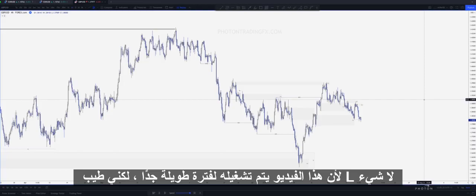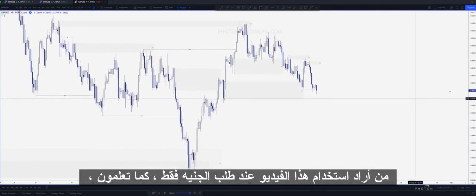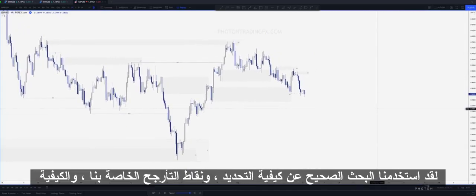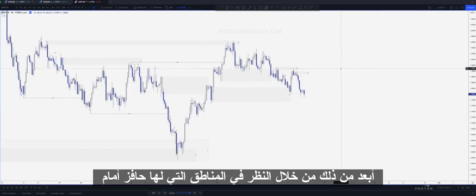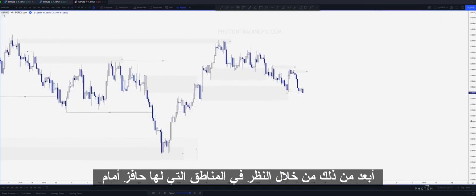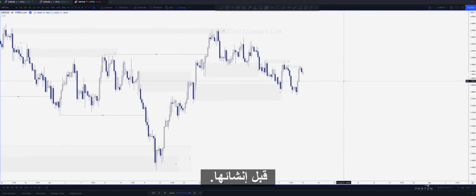But I'm not going to do that for now, just because this video is getting very, very long. I just wanted to use this video on pound dollar to bring in the same simple concepts we've been using, right? Looking at how to mark our swing points, how to look for where those flip zones are, and then how to refine those even further by looking at the zones that have inducement in front of them and the zones that swept liquidity before they are created.